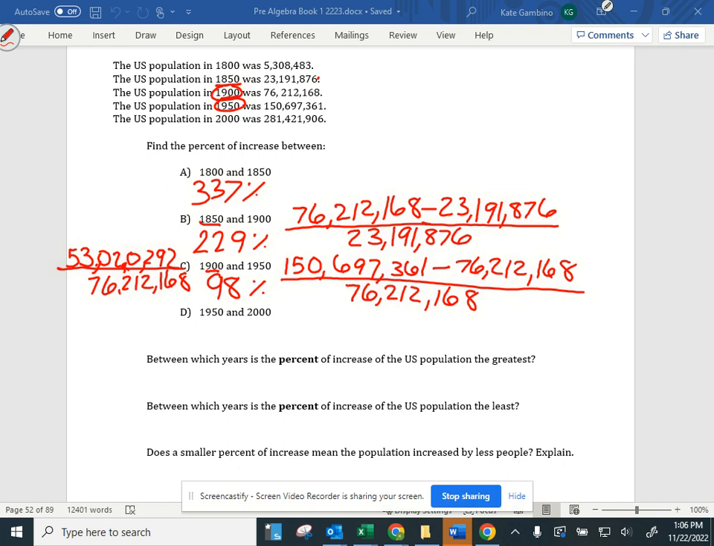Well, I'm getting different. So let's do 150,697,361 minus 76,212,168 equals. This is not correct. It should be 74,48,519. Oh yeah, I had another one up here. Okay, divide that by 76,212,168, and you get 0.977.